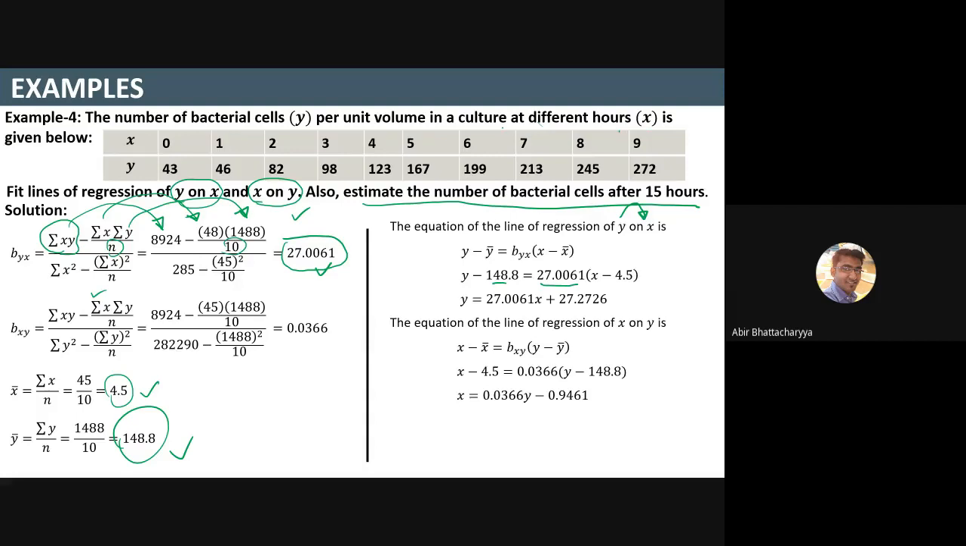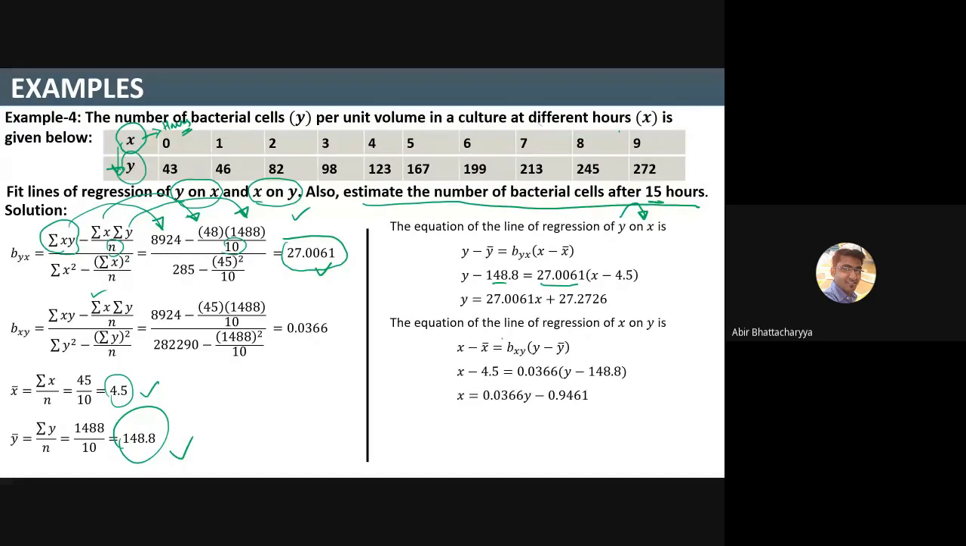Now, is 15 hours x or y? If you observe, this x denotes the number of hours. So x is given to you. So what do you have to find? Y. X is 15 hours, so you have to estimate y.